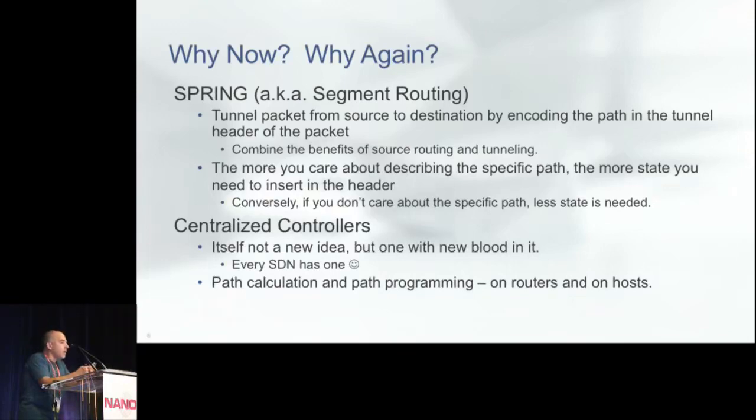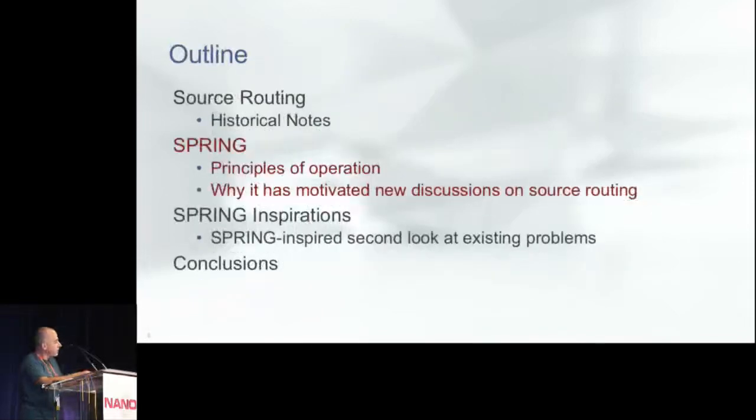And they are not a new idea by themselves, but with all the interest in SDN, of course every SDN has one of these, or more. Their job is generally to do path calculation and also path imposition at the ingress of the traffic. And the ingress could be either a host or a router, but the confluence of those two factors has started people thinking again about, hey, what can I do with source routing these days?